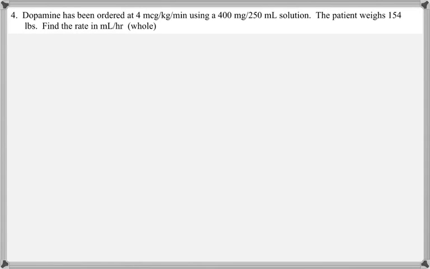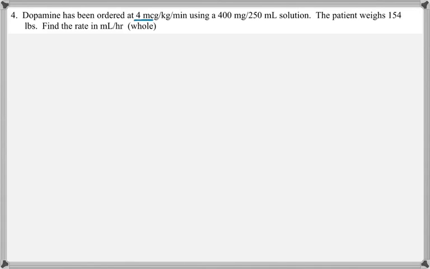Question number 4 says, dopamine has been ordered at 4 micrograms per kilogram per minute using a 400 milligram per 250 ml solution. The patient weighs 154 pounds. Find the rate in milliliters per hour.